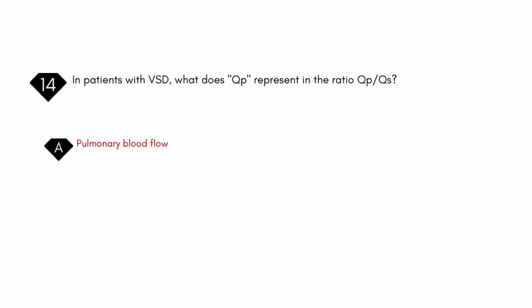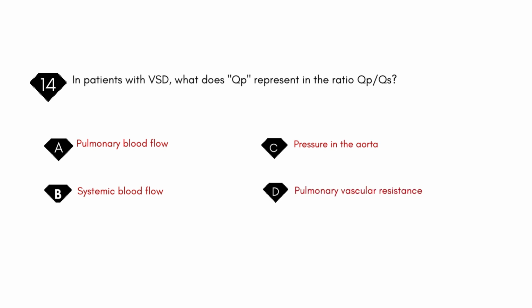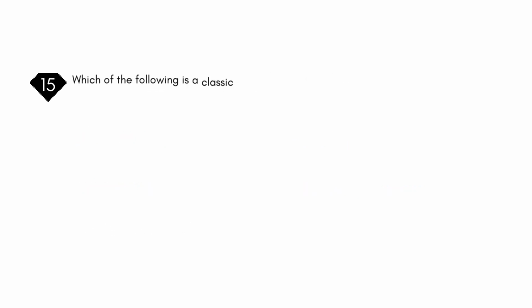In patients with VSD, what does QP represent in the ratio QP/QS? A. Pulmonary blood flow. B. Systemic blood flow. C. Pressure in the aorta. D. Pulmonary vascular resistance. Answer: A. Pulmonary blood flow.